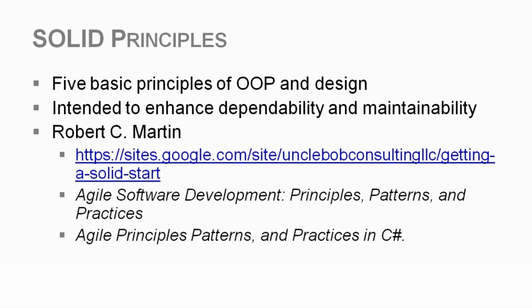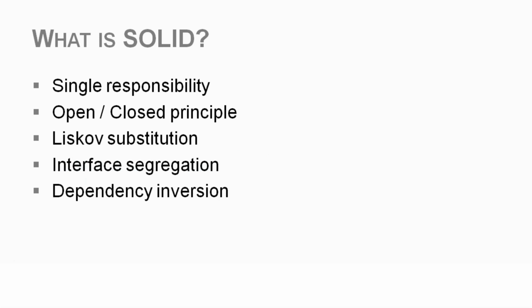Robert C. Martin is the first one who's credited with coming up with these principles, and you can see that link where you can get the original paper, which is over a decade old at this point. He's also written a couple of books on agile development. So what is solid? These are the 5 principles. The first is single responsibility, and we're going to be talking about each one of these principles in detail. The second is open-closed principle. The third, the Liskov substitution. The I stands for interface segregation, and the D stands for dependency inversion.